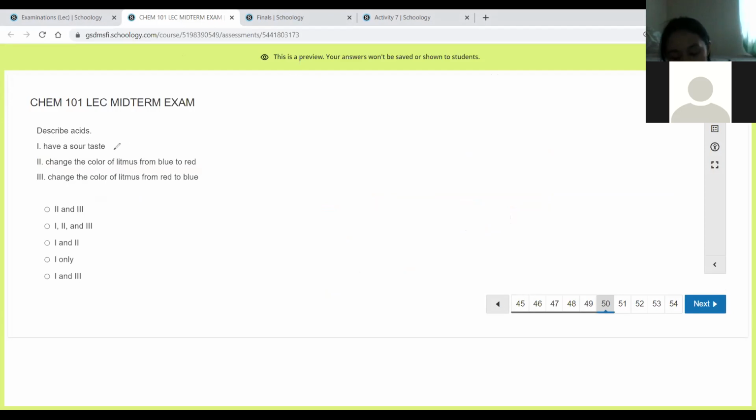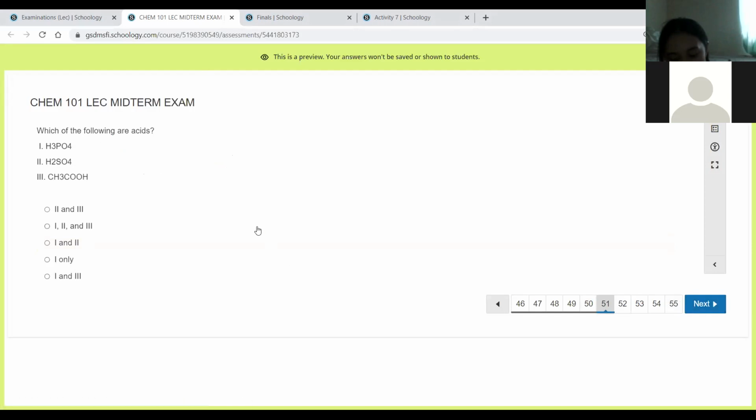Basta acid most of the time, sour na siya. Change the color of litmus from blue to red. Yes, this is correct. Pag acid ha, red ang atuang litmus paper. Change the color of litmus from red to blue. This is incorrect. So we don't have other answers here. 1 and 2 lang talaga. Where is 1 and 2? That is letter C. Next.